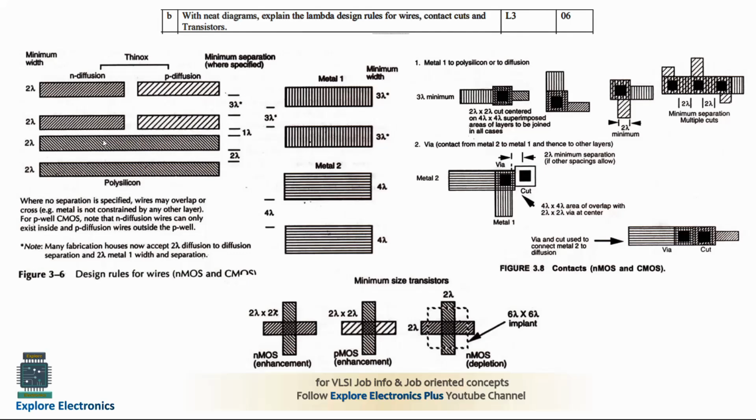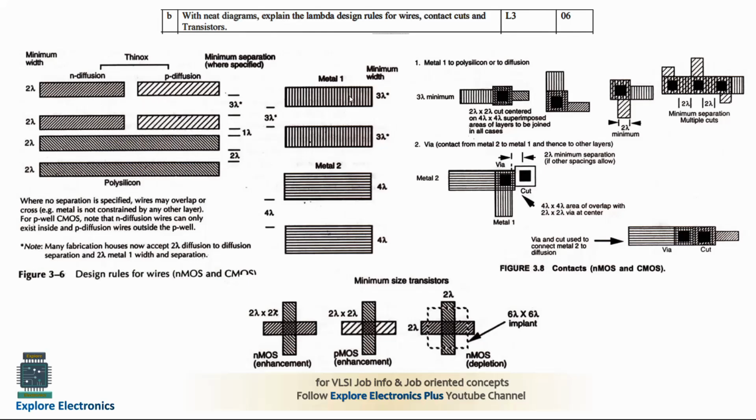And if any polysilicon layer comes in between the P diffusion or N diffusion, the spacing should be 1 lambda. And for polysilicon also, the minimum width we need to maintain is 2 lambda and the spacing between those two is 2 lambda. For diffusions it is 3 lambda spacing and for polysilicon it is 2 lambda spacing, and from diffusion to polysilicon it is 1 lambda spacing. You need to write this in the same way and explain what I have explained so far.